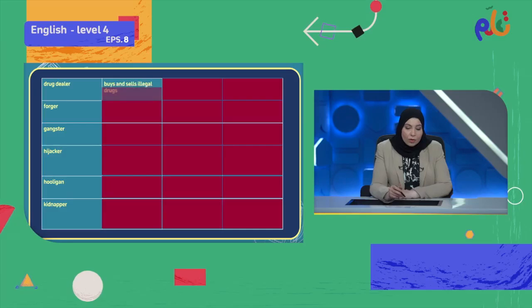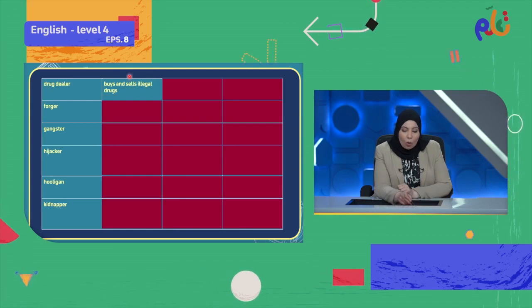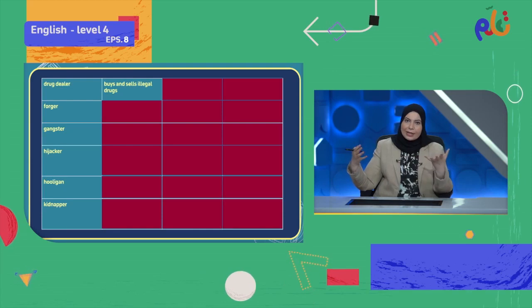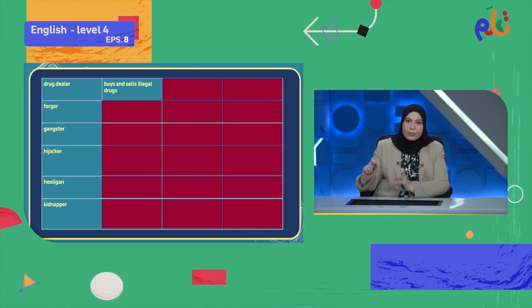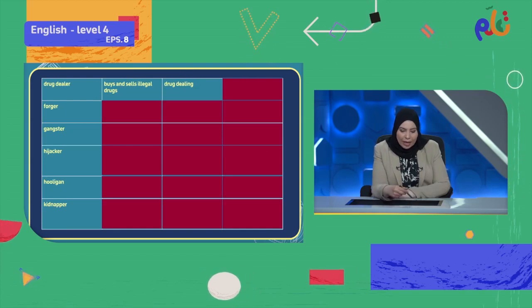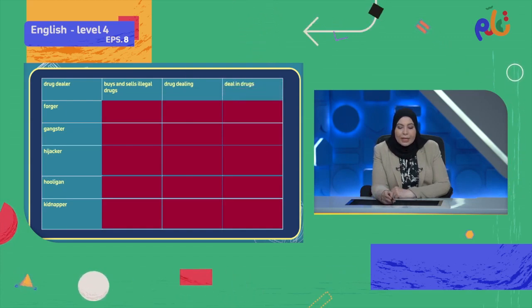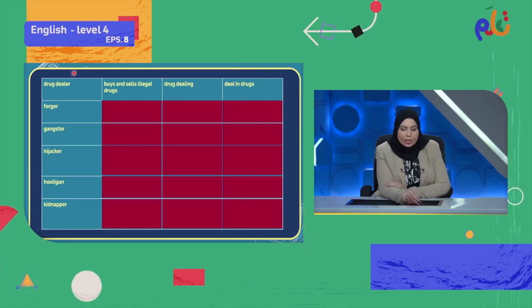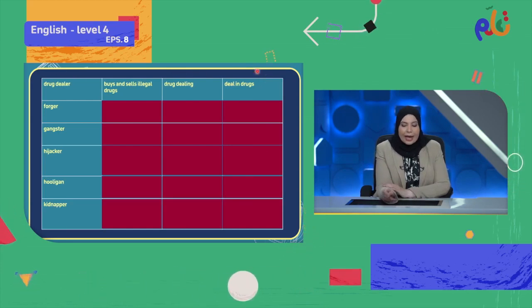Let's have some more. Here we have drug dealer. So the drug dealer is the person who buys or sells drugs illegally. So he buys drugs and sells them, so this is called a drug dealer. So the crime is drug dealing and the verb is deal in drugs. So we have drug dealer, drug dealing, and deal in drugs.